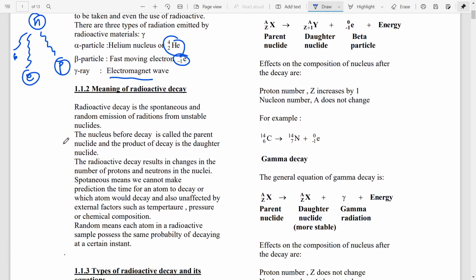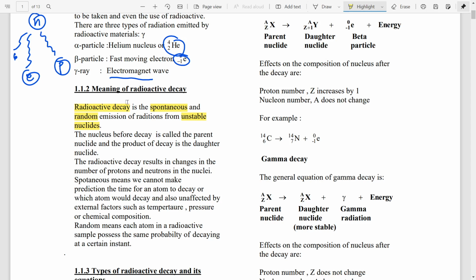Now let's look into the meaning of radioactive decay. So what is radioactive decay? There are a few important things that you should include in your definition. First, the characteristic of the decay. Apa dia sifat proses tersebut? It is actually spontaneous and random. The process is spontaneous and random, and undergone by unstable nuclei ataupun nucleus kan.